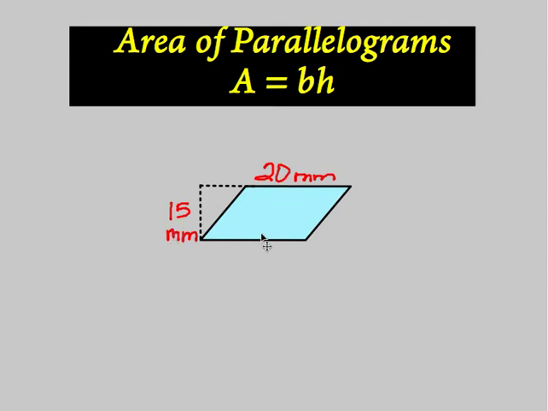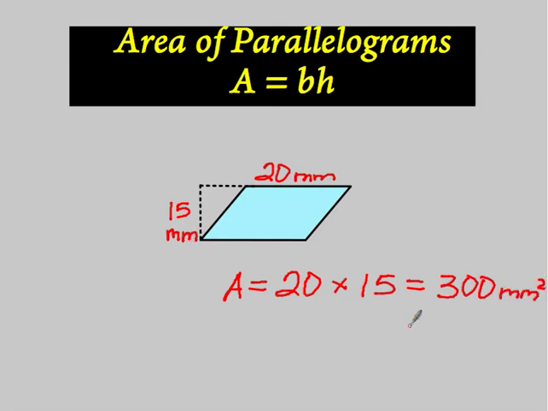So 15 times 20, because area equals base times height. So area, capital A, equals base, which is 20, even though it's on the top, times 15. And 20 times 15 is 300. And we have to remember millimeters, so we're going to write mm. We'll write the little 2, or we can write 300 square millimeters.